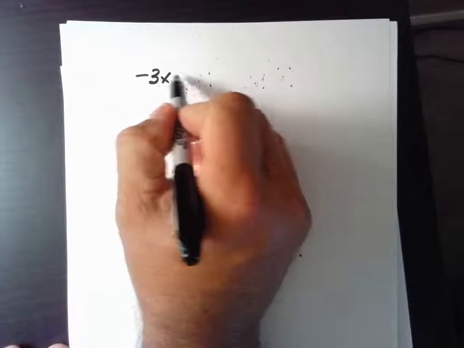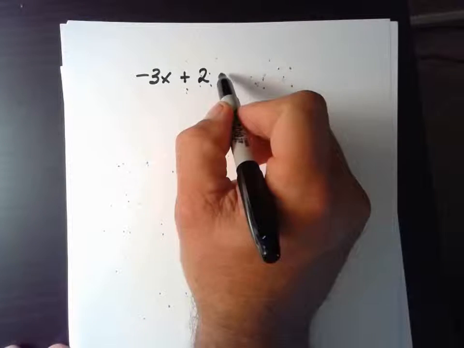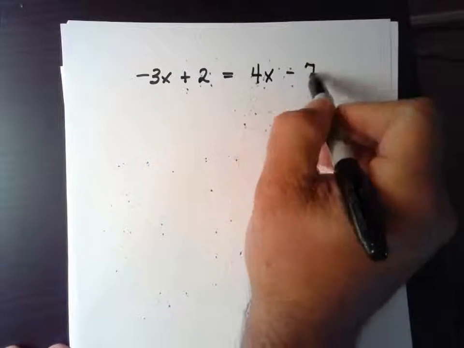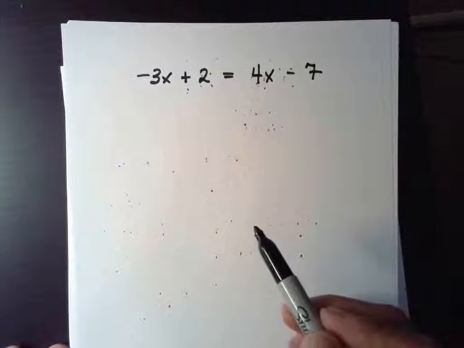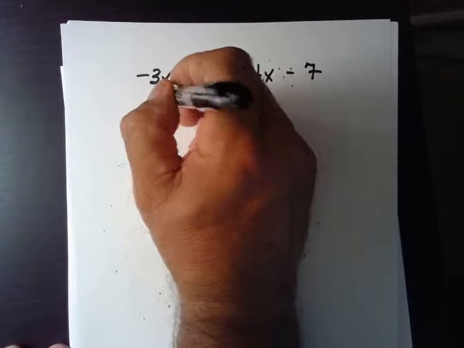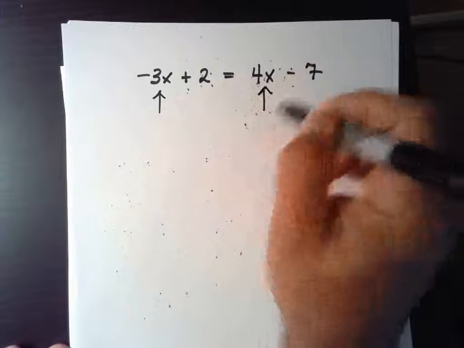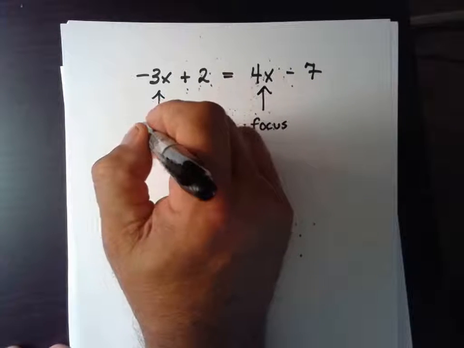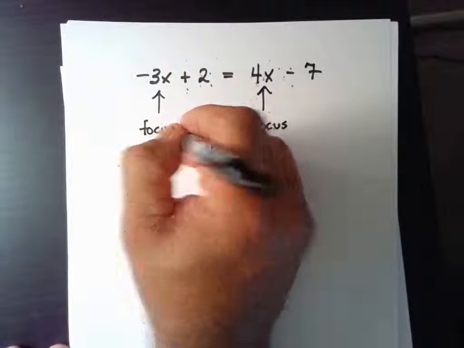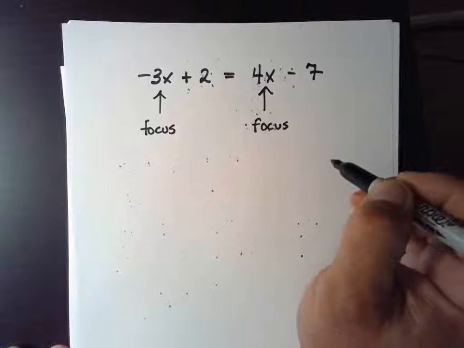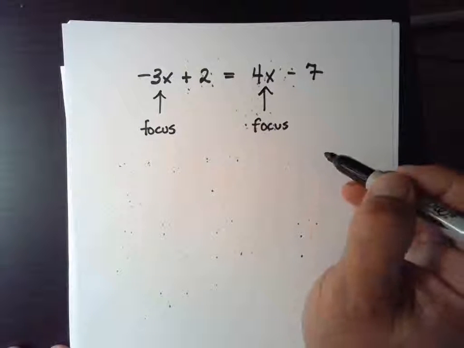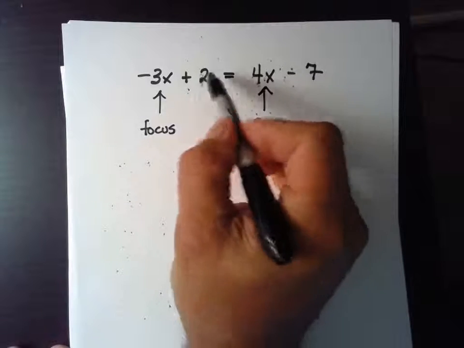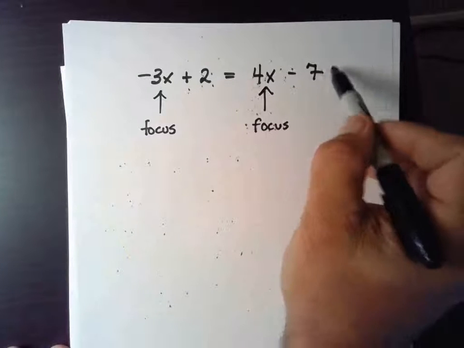Negative 3x plus 2 is equal to 4x minus 7. Now again, you're focusing on these 2 terms right here. Why are you focusing on them? Because they have the variable in them, and your objective is to solve for the variable, get the variable by itself, and keep the variable positive. So you do not really care about this positive 2 or this negative 7.